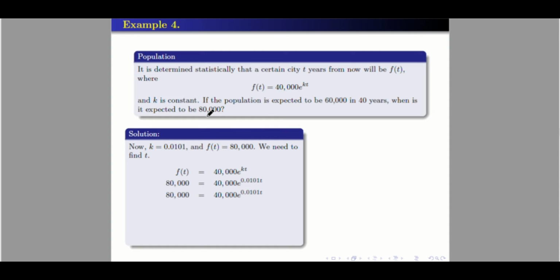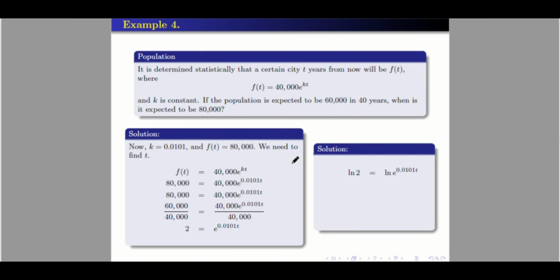So we divide both sides by 40,000. Then after dividing, 80,000 divided by 40,000 is 2. Typo error earlier, that is 80,000. So here, cancel, we're left with this expression. Since this is e, we have ln 2 equal to ln e raised to 0.0101 t.